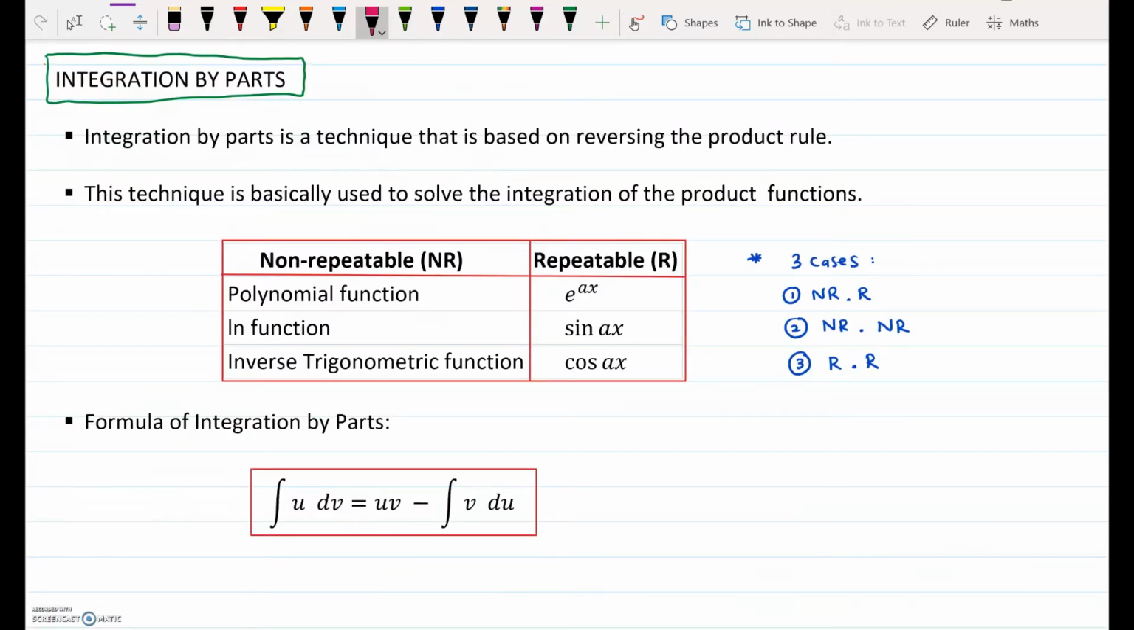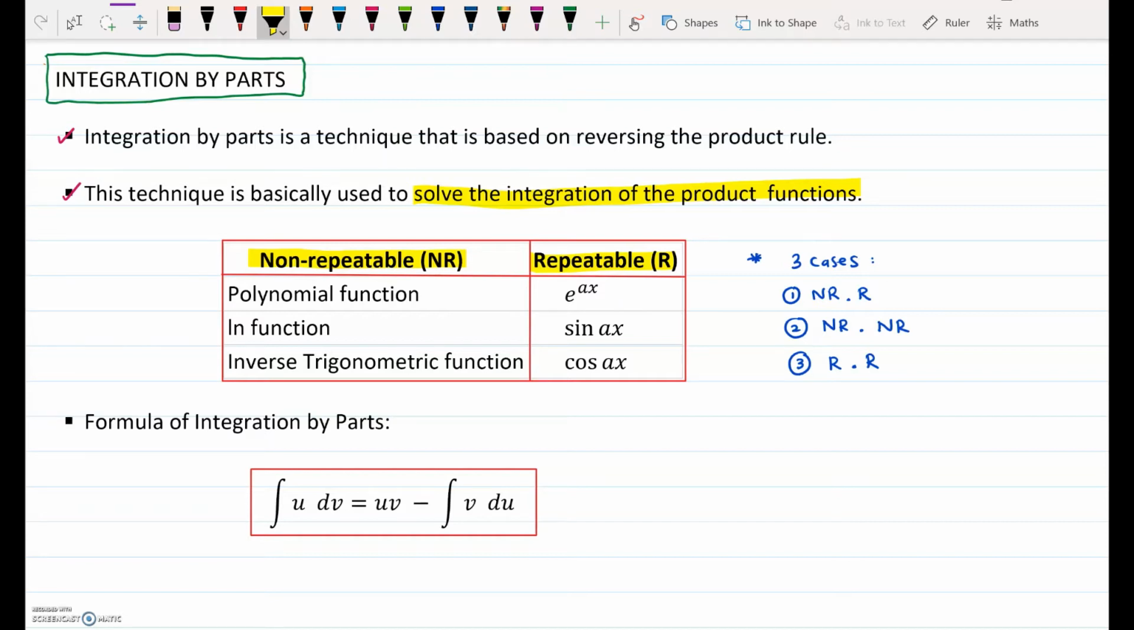Let's see what integration by parts is. Firstly, integration by parts is a technique that is based on reversing the product rule. Since it is reversing the product rule, this technique is basically used to solve the integration of product functions. We have two terms that we will come across in this topic: the non-repeatable functions and the repeatable functions. So what are non-repeatable and repeatable functions?